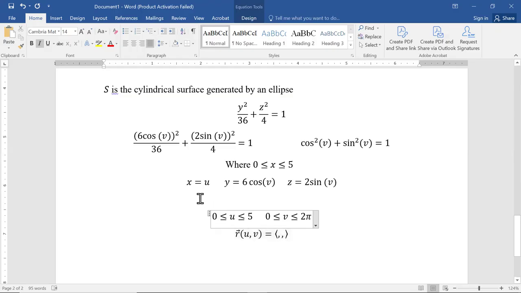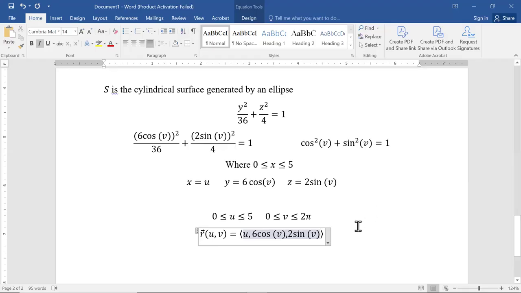So now we're set. With this parameterization, my x component of the vector valued function is going to be u. My y component is going to be 6 times the cosine of v. And my z component is going to be 2 times the sine of v.